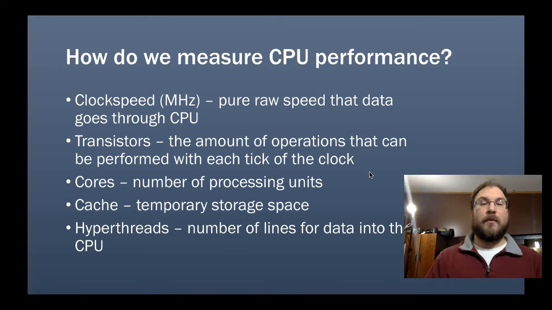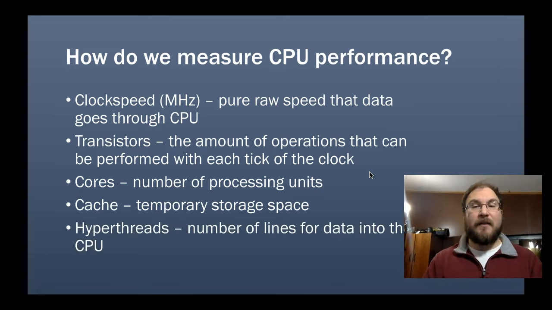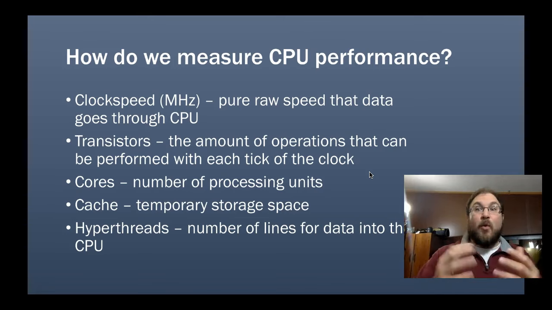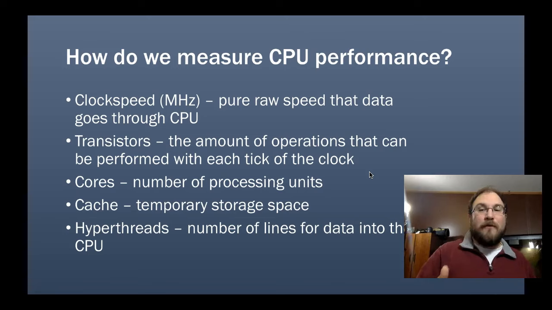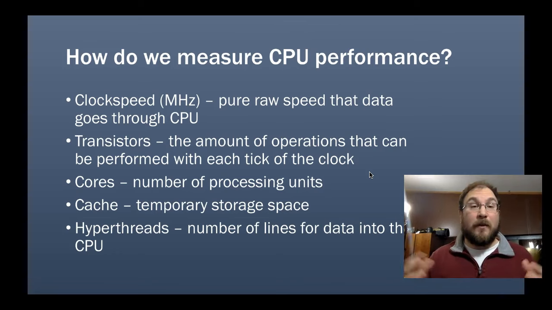We also have hyperthreads, and your hyperthreads are the number of lines that you have into your CPU, and these can act a lot like the cores because you have X amount of transistors available in your CPU. But not every single task is going to require the use of all those transistors. So adding additional threads into the CPU allows you to move more than one piece of data through that CPU at a time, so it can ultimately speed up the processing of your CPU.